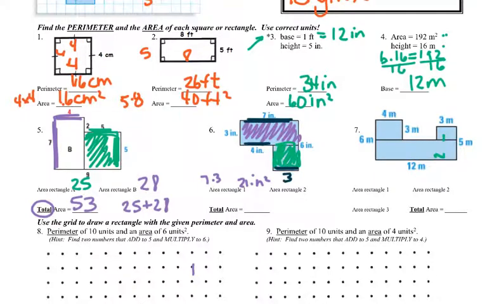This side's 3, this side's 6, what's this missing side? Right, 3, because 3 plus 3 is 6. So now to find the area of rectangle 2 is 3 times 3, or 9 inches squared. And again, total means add, and 21 plus 9 is 30 inches squared.